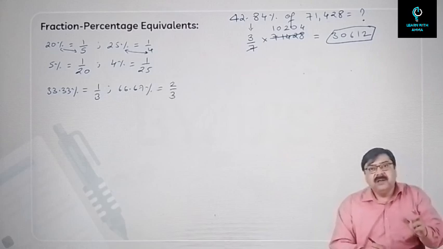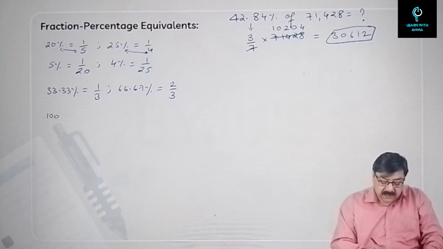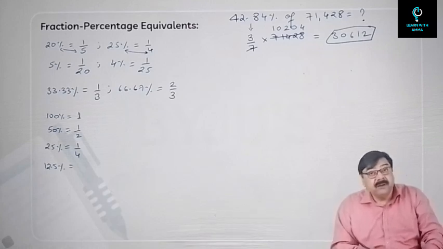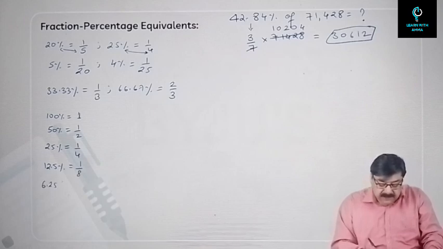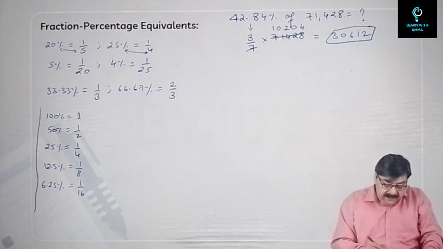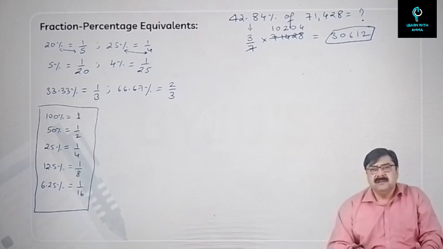Now let us take a particular group of percentage values and how we can convert them into the fraction equivalents. We know that 100% is equivalent to 1. Half of 100% is 50%, so it should be half. Half of 50% is 25%, so half of half is 1 by 4. And half of 25% is 12.5%. Again, half of 1 by 4 is 1 by 4 into 1 by 2, that is 1 by 8. Now, similarly, 6.25% is half of 12.5%, so that should be half of 1 by 8, or 1 by 8 multiplied with 1 by 2 should work out to be 1 by 16. Now, this particular group is very important because these percentage values are found in abundance in various questions.